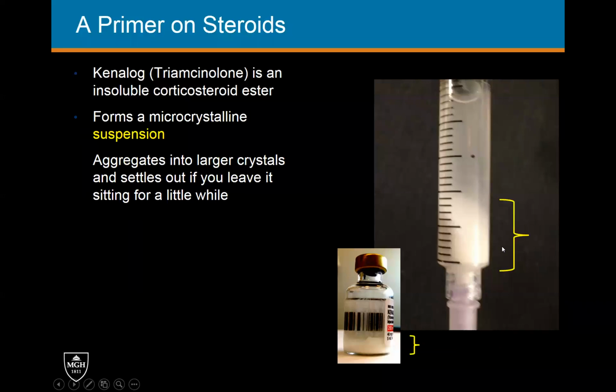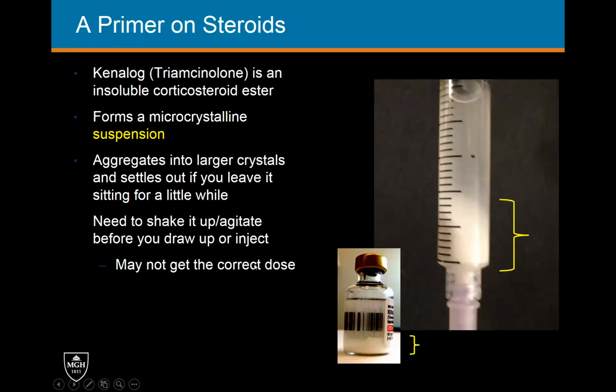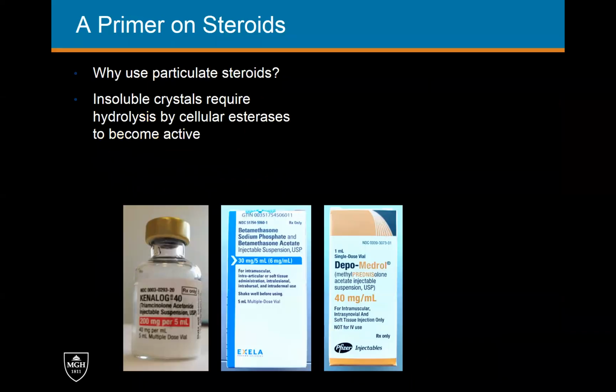And this is important because if you don't, you might not get the correct dose, since the crystals probably get left behind, and you also could clog your injection needle. So always make sure that you agitate it and recreate the suspension right before you inject. And then why do we use these particulate steroids?